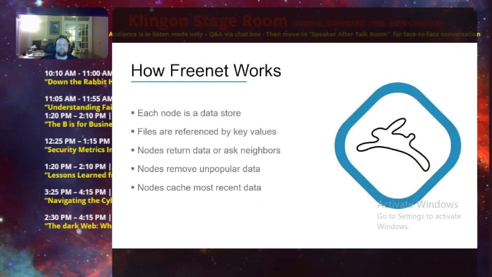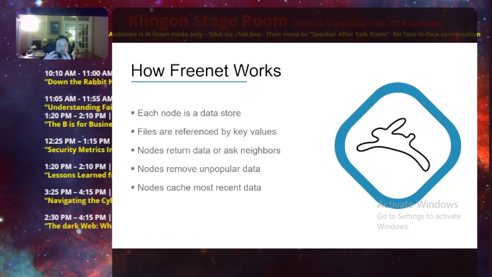All right, so I do have a bunch of text to get through, and then on our next screen, I'm going to walk you through how Freenet works visually. I tend to be more of a visual learner, so we'll get to that visual piece, but bear with me for this section. Okay, so how Freenet works.